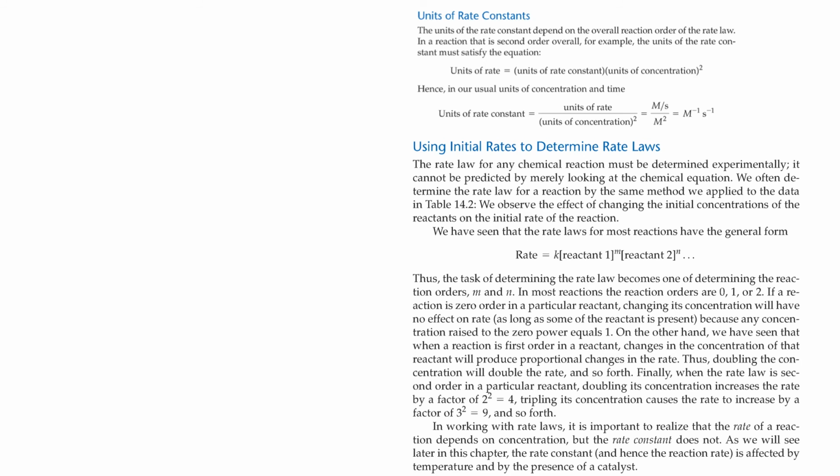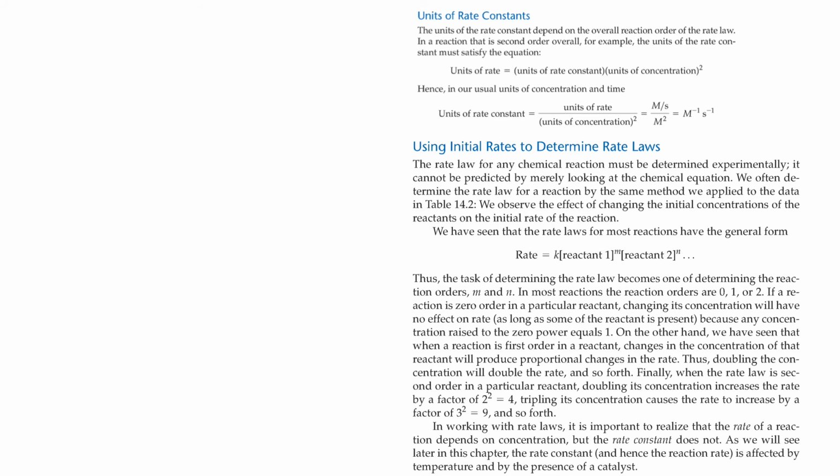Units of rate constants. The units of rate constants depend on the overall reaction order of the rate law. In a reaction that's second order overall, for example, the units of the rate constant must satisfy the equation: units of rate equal units of rate constant times units of concentration squared. Hence, in units of concentration and time, units of rate over units of concentration squared equals molarity to the -1 seconds to the -1.